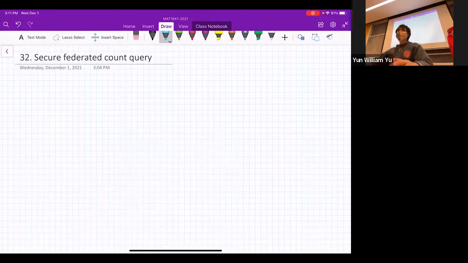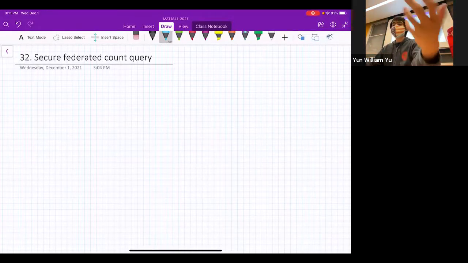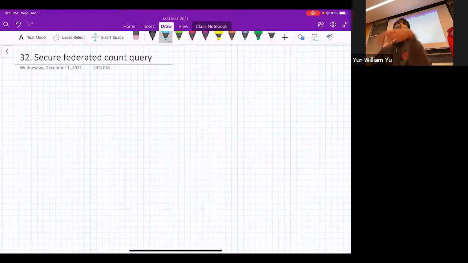So I'm going to talk a little bit about secure federated count queries. This is another application of some of the probabilistic sketching we've done, but I'm going to pair it with some homomorphic encryption to show how you can combine these various tools together to build a secure way of querying across hospitals.